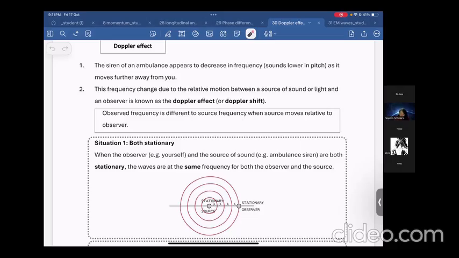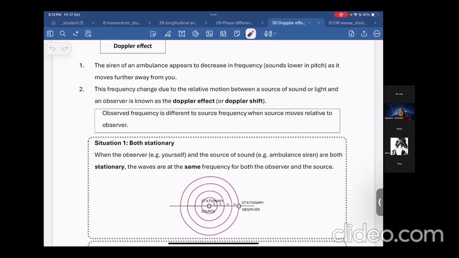Okay, Doppler effect. So this one why I put in the box, because past year question they ask, can you describe Doppler effect? So this is the answer. Answer is observed frequency is different. What we observe, we are the observer, observe the frequency, we will get different frequency. It's different from the source, different from the ambulance frequency. The frequency that we observe will be different with the source at the ambulance, when the source is either moving towards us or away from us.